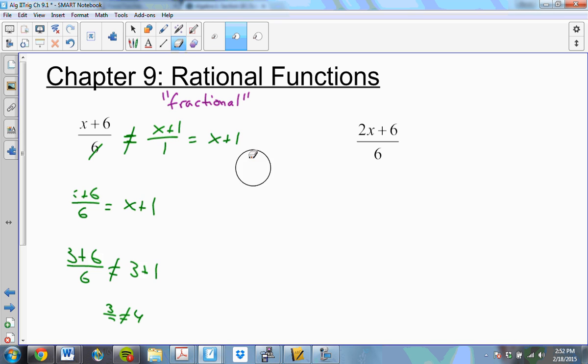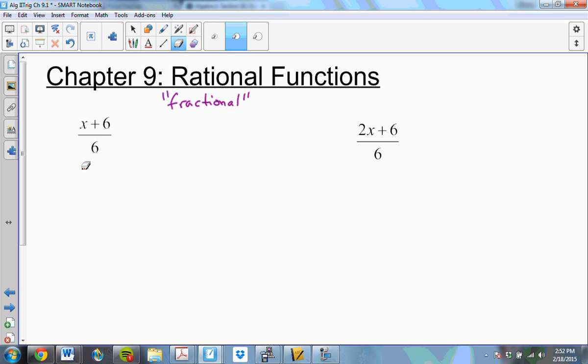When you can cancel is if you're canceling whole entire factors at a time. So I can't just cancel pieces of things. If there's addition or subtraction next to something, I can't just cancel that little piece. So here I can't cancel the 2x and the 6, and I can't cancel the 6 and the 6, but the top can factor.